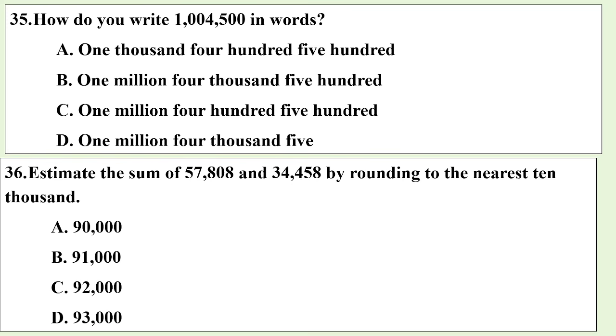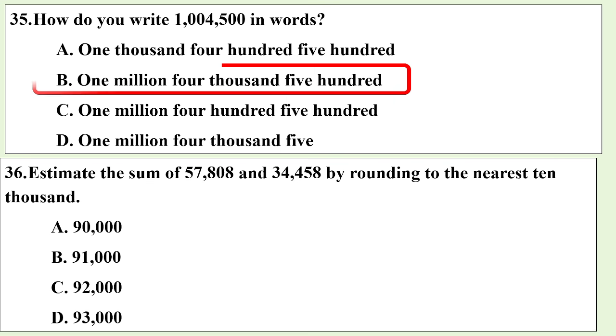Number 35. How do you write 1,004,500 in words? Letter B. Number 36. Estimate the sum of 57,808 and 34,458 by rounding to the nearest 10,000. So the answer is letter A, 90,000.